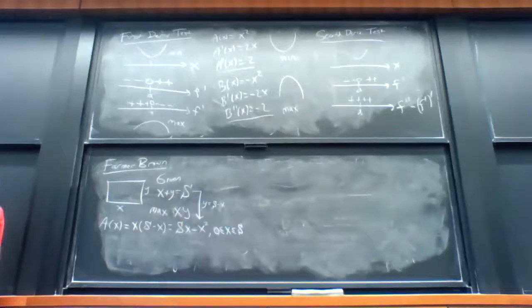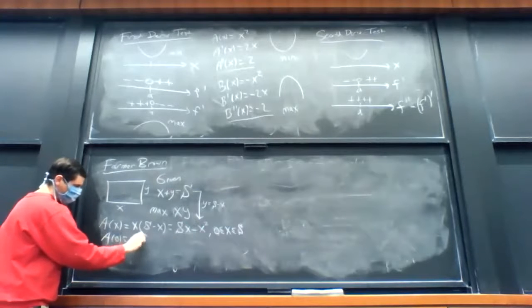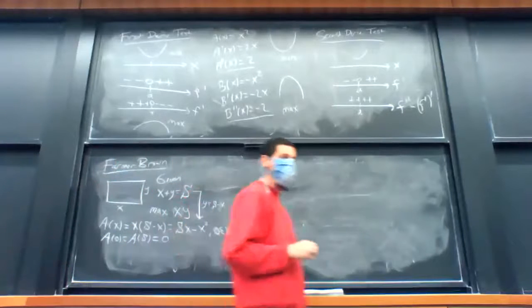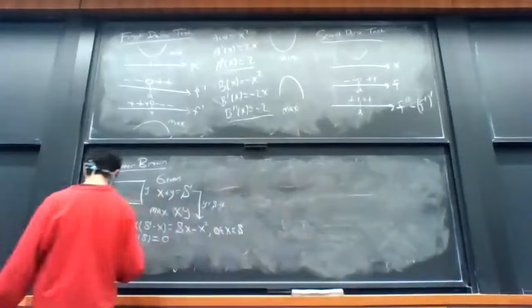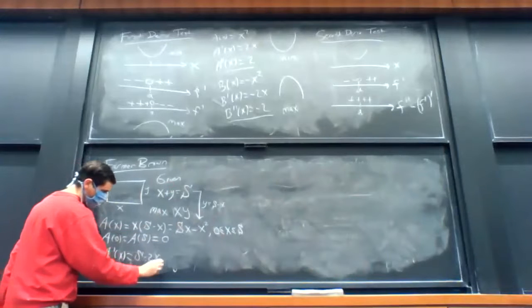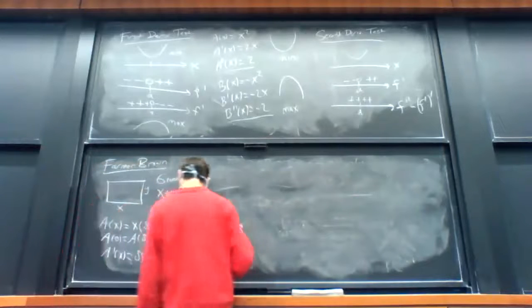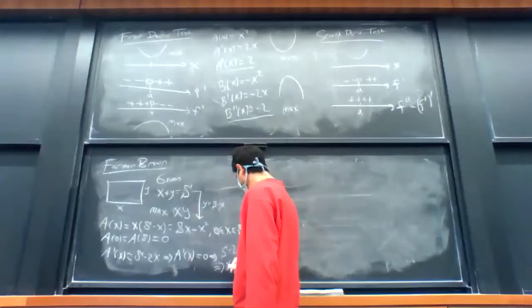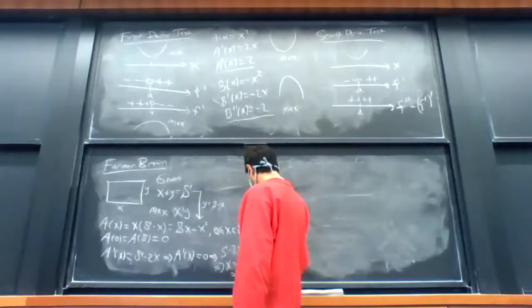The endpoint is not going to be a problem. A of zero equals A of f equals zero. We have zero area at the endpoints. Those are not going to maximize the area. We need to find the critical point. A prime of x is what? f minus 2x. Therefore, A prime of x equals 0 implies f minus 2x equals 0, which implies x equals f over 2, which then leads to y equals f over 2.